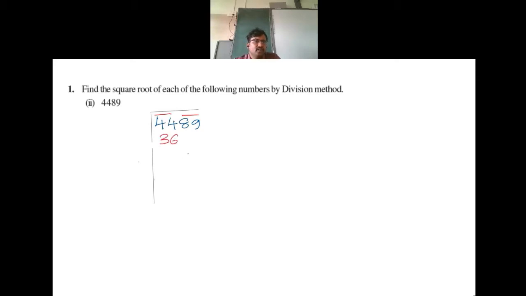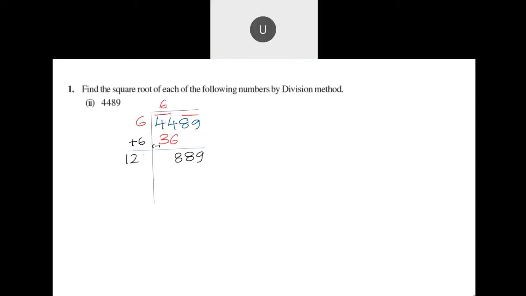Nearest square number is 36. 6 times 6 we get 36. Now 6 should be added, we get 12 here. And the difference of 44 and 36 is 8. Now we have taken 89 as carry. Now along with the 12, we have to have one more digit here.